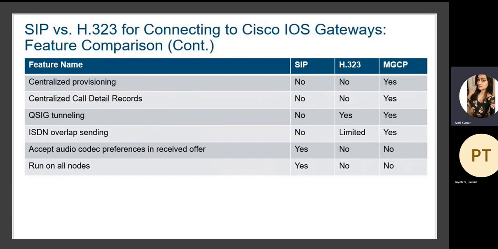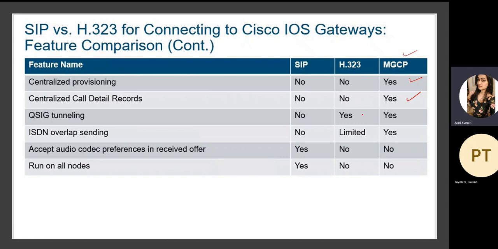Now, for connecting to IOS gateways, here is a feature comparison. Centralized provisioning is supported in MGCP only and not SIP and H323. So when you're connecting to IOS gateways, MGCP is the gateway protocol used for centralized provisioning. For centralized call detail records, again, MGCP is used. SIP and H323 are not used for those purposes.